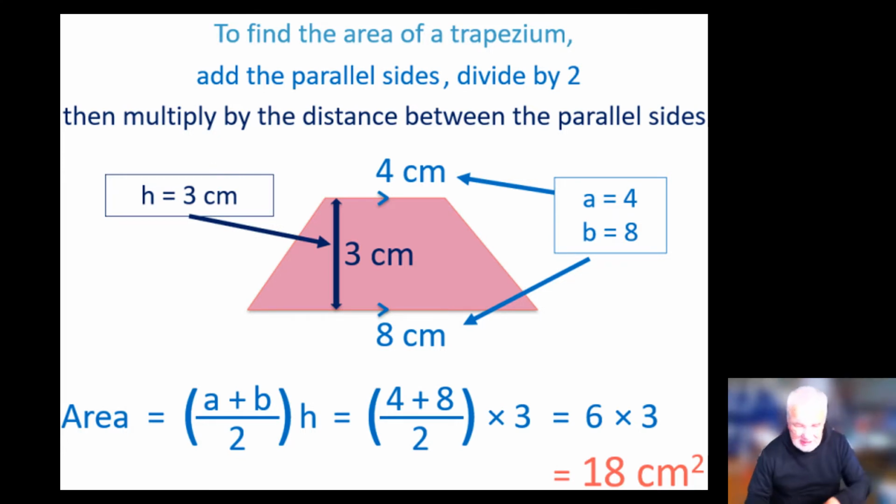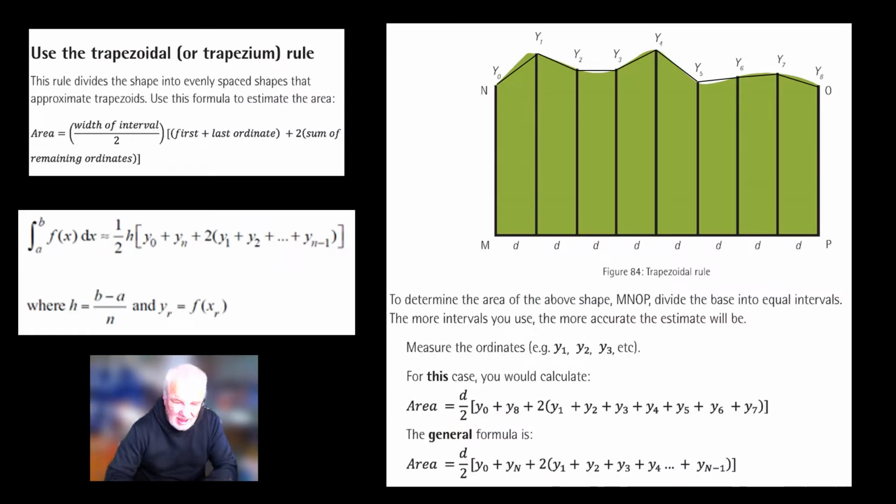Okay, so using the trapezoidal rule. If we look at the green area here and imagine a line between N and O, we can see that wouldn't be a very good approximation of the area of that shape with what we call an irregular boundary. It might be a river or a stream or something like that.